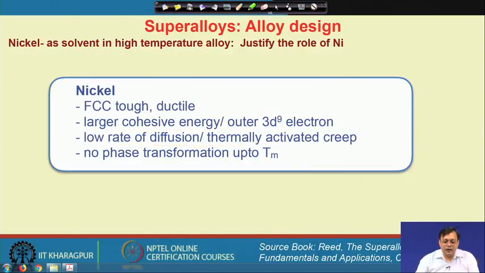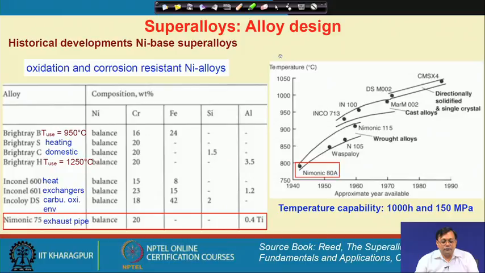Now, let us try to look at what other alloying elements are to be considered for strengthening nickel alloys, and for that we have to look into the history of these superalloys, because of how these alloys have been developed with time. Even around the 1940s or so, or earlier than that, these alloys called Brightray alloys were developed.